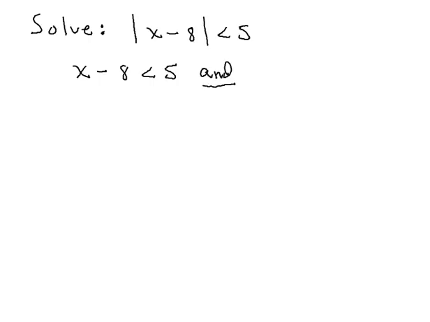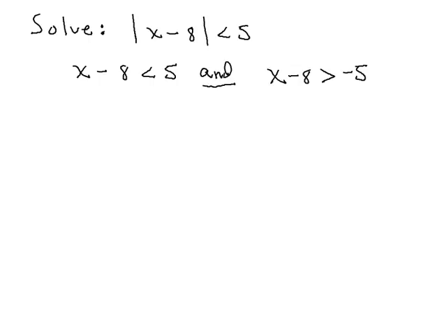And for the second inequality, we're going to take what's inside the absolute value signs, this time reversing the direction of the inequality and making the number on the other side the negative of what it was. So we have that x minus 8 is greater than negative 5.